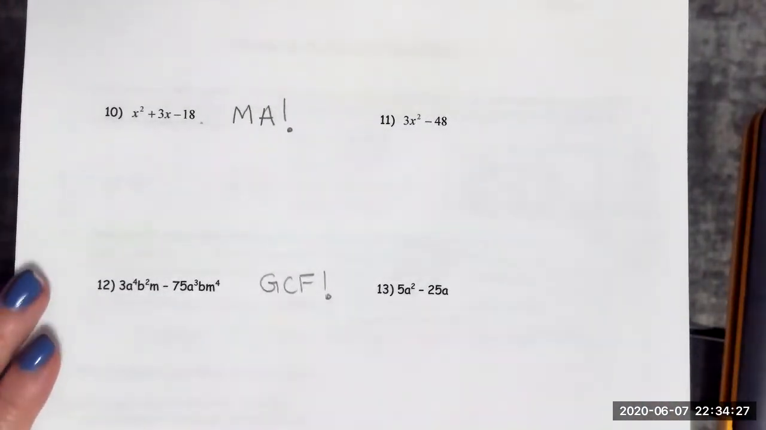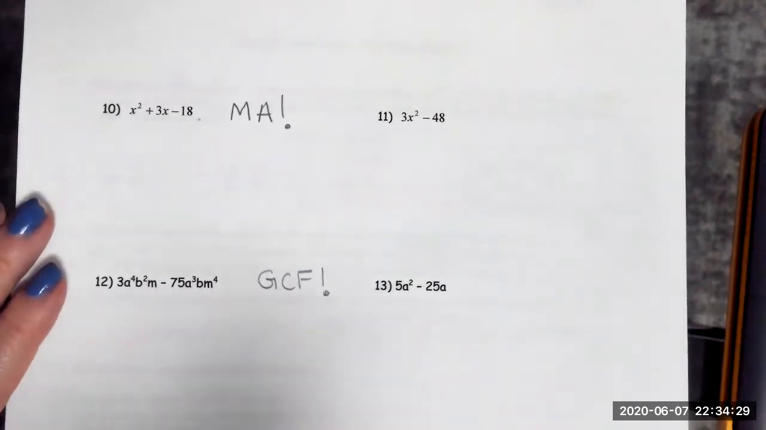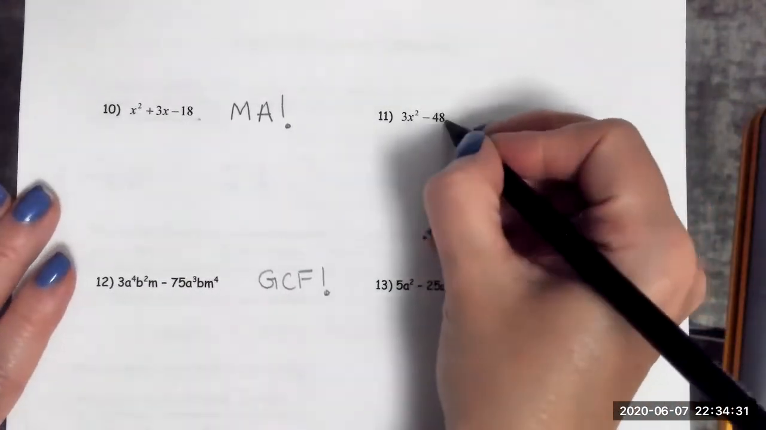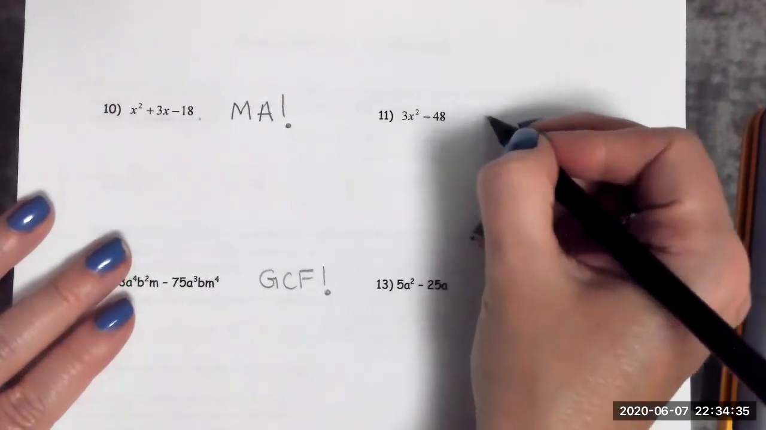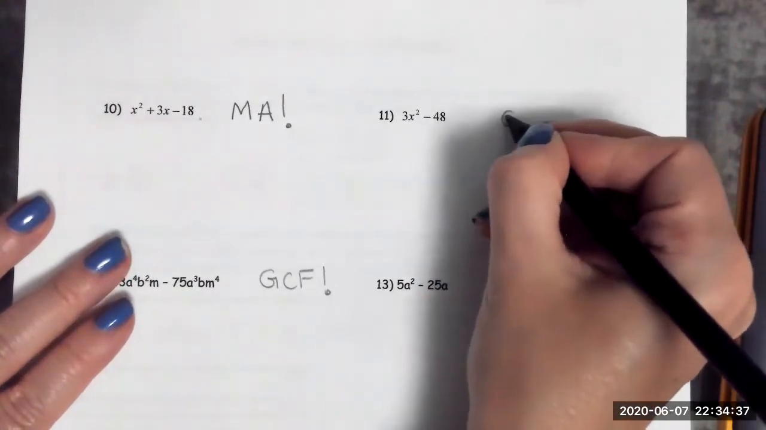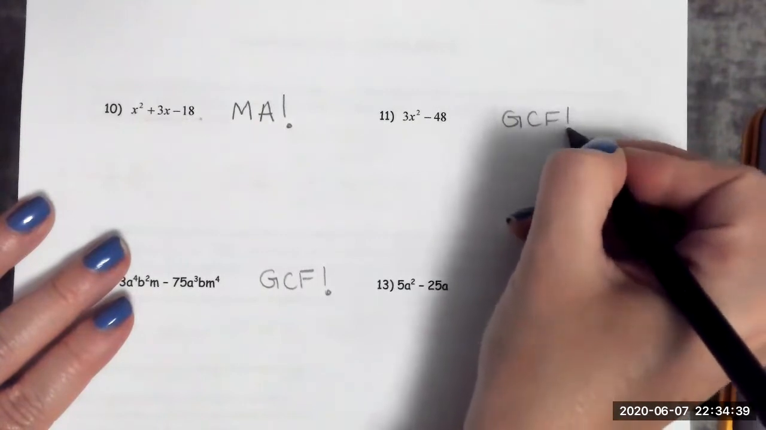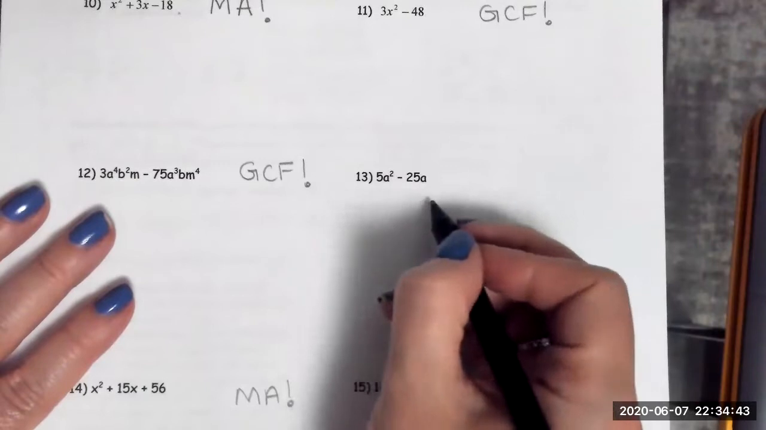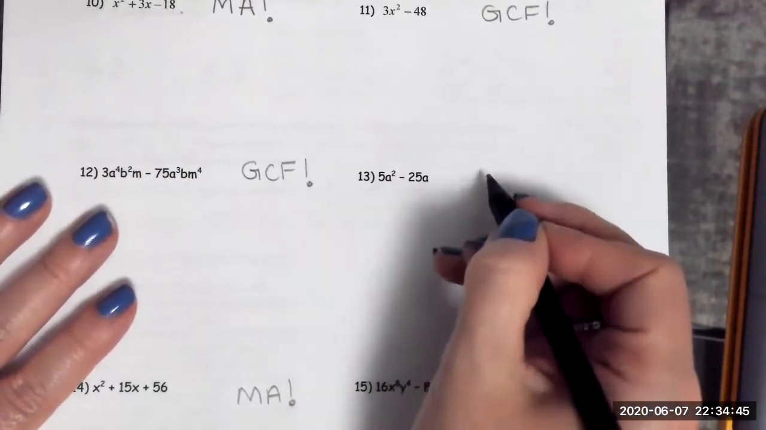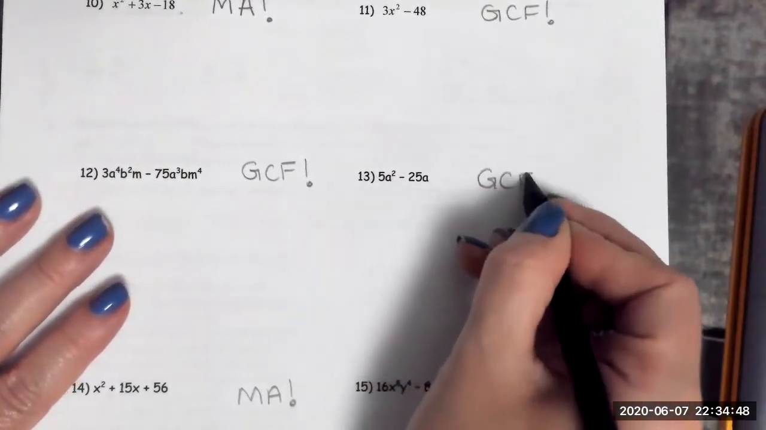Okay, let's try another one. I know I said I was just going to do the evens, but you know how I like you guys. 3x squared minus 48. Is this going to be a GCF? I think so. And maybe you'll see something else in the middle, okay? How about the next one? I would say that's a GCF as well.